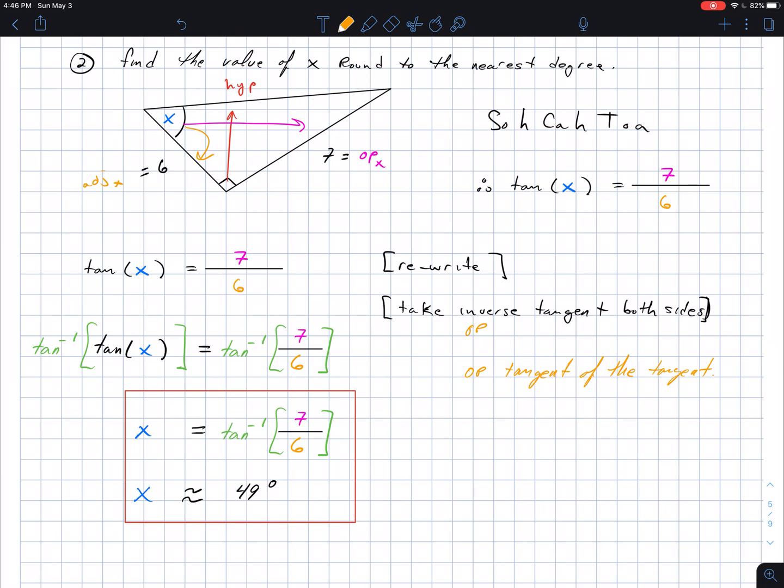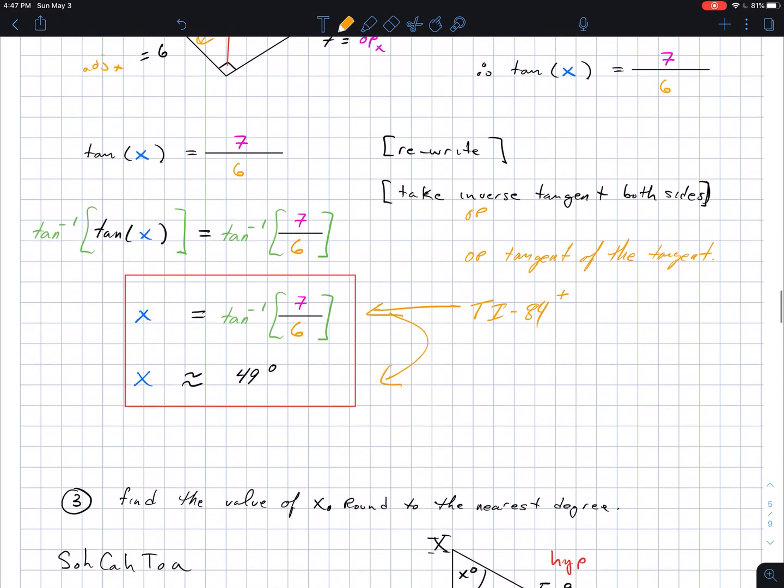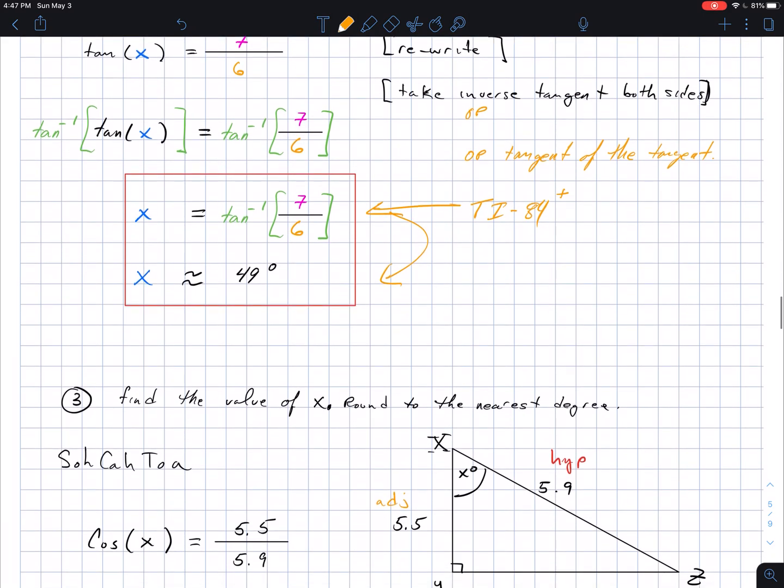So all I did again was take the opposite tangent of the tangent, got my value for x on one side, and if I do it to the left-hand side, I have to do it on the right-hand side. And then you can clearly see that all I did here was, just like I've been doing, putting it into the calculator and receiving this answer here. Okay?